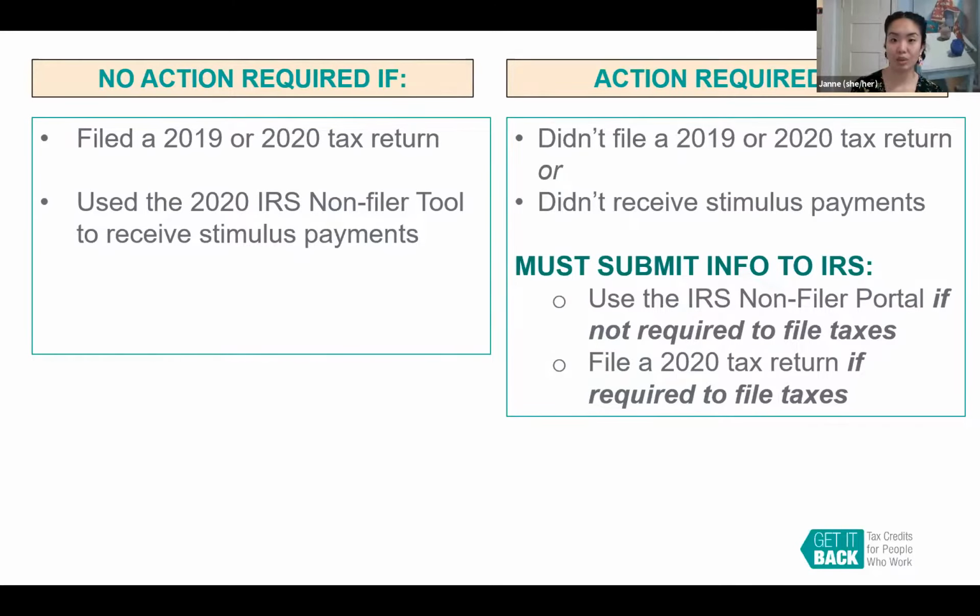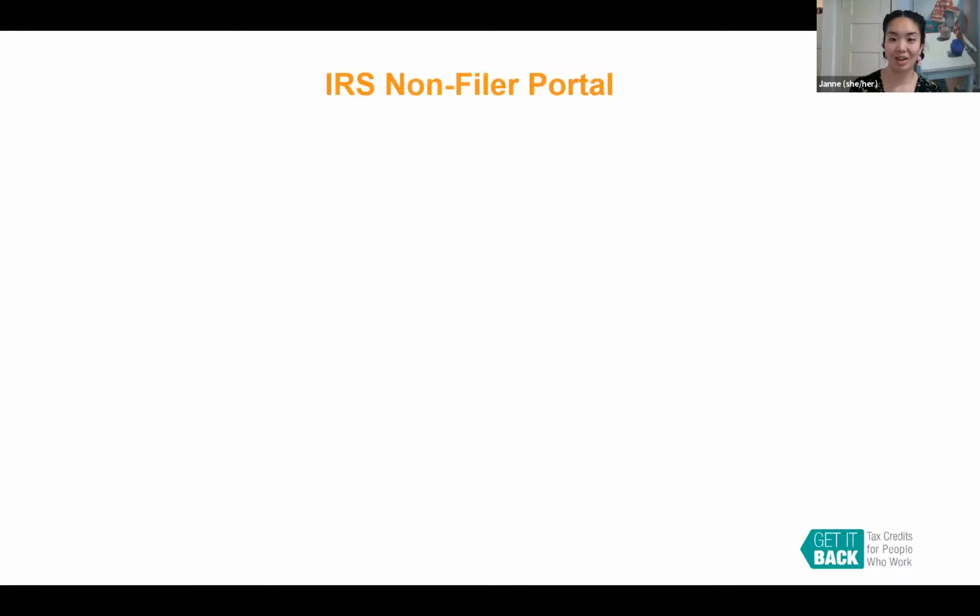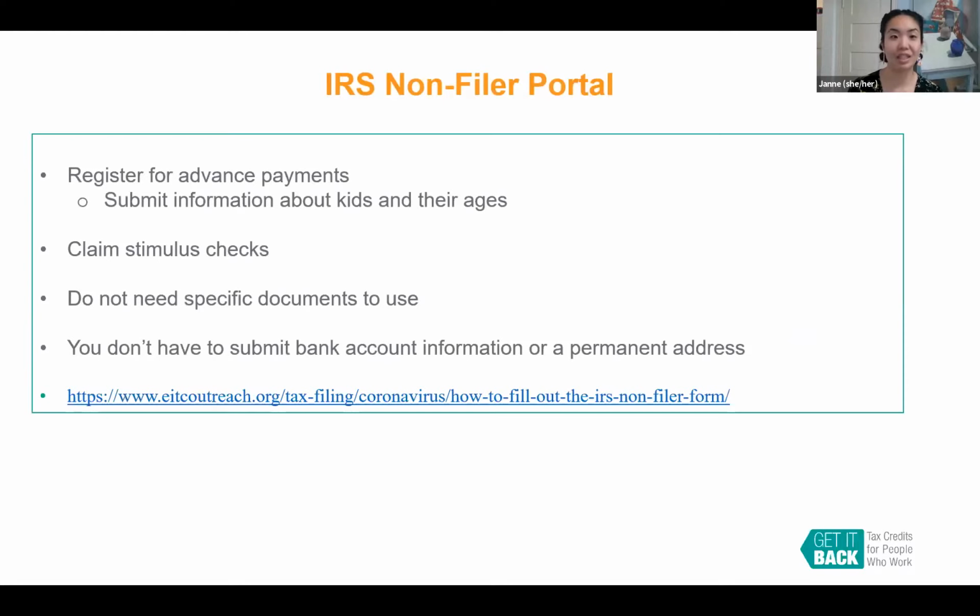If you go to the next slide, there are some details on what that all will entail. So the IRS Non-Filer Portal is a way to register for these advance payments. It is a simplified tax return. It's basically the 1040, but a simplified version. And it does allow you to claim stimulus checks on it, even if you don't qualify for the CTC. So it's mostly for the CTC, but technically you can also use it to claim the stimulus checks.